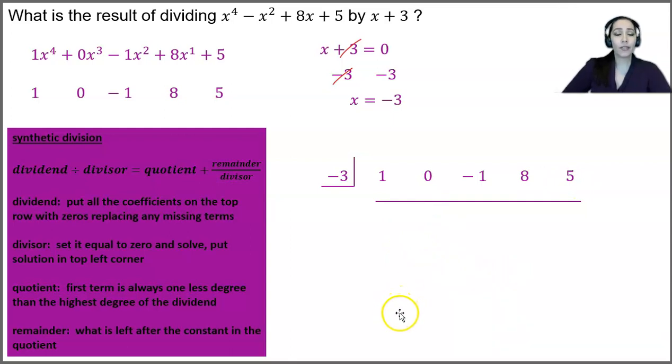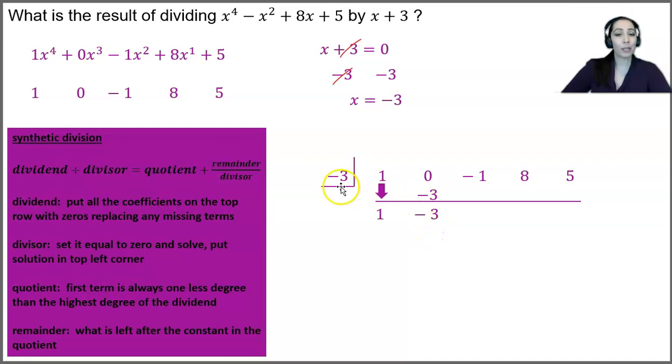Now, synthetic division, when you are doing this, it's a shortcut from doing polynomial long division. So there are some steps to help you along the way. First thing you do is bring down your first coefficient. So I'm going to bring that down and I get a 1. Then you take whatever is here on the bottom and multiply it by what's in the box. 1 times negative 3 is negative 3. That answer goes underneath the next coefficient. So the negative 3 goes there. 0 plus negative 3 equals negative 3.